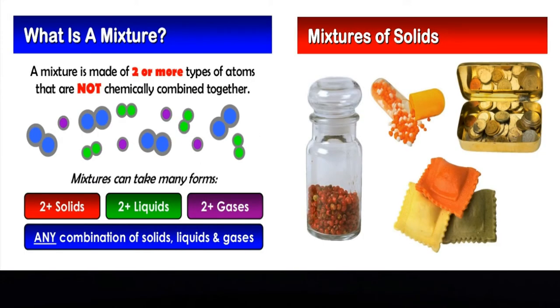We have a mixture of coins. We have nickels, dimes, pennies, quarters. There's a mixture of solids. We have a mixture, looks like some type of ravioli. Those are mixtures of colors. We have a mixture of the orange and the mixture of the white. We have a mixture of the red and a mixture of this tan and this spice. So these are all solids. These are mixtures. These are physical mixtures.